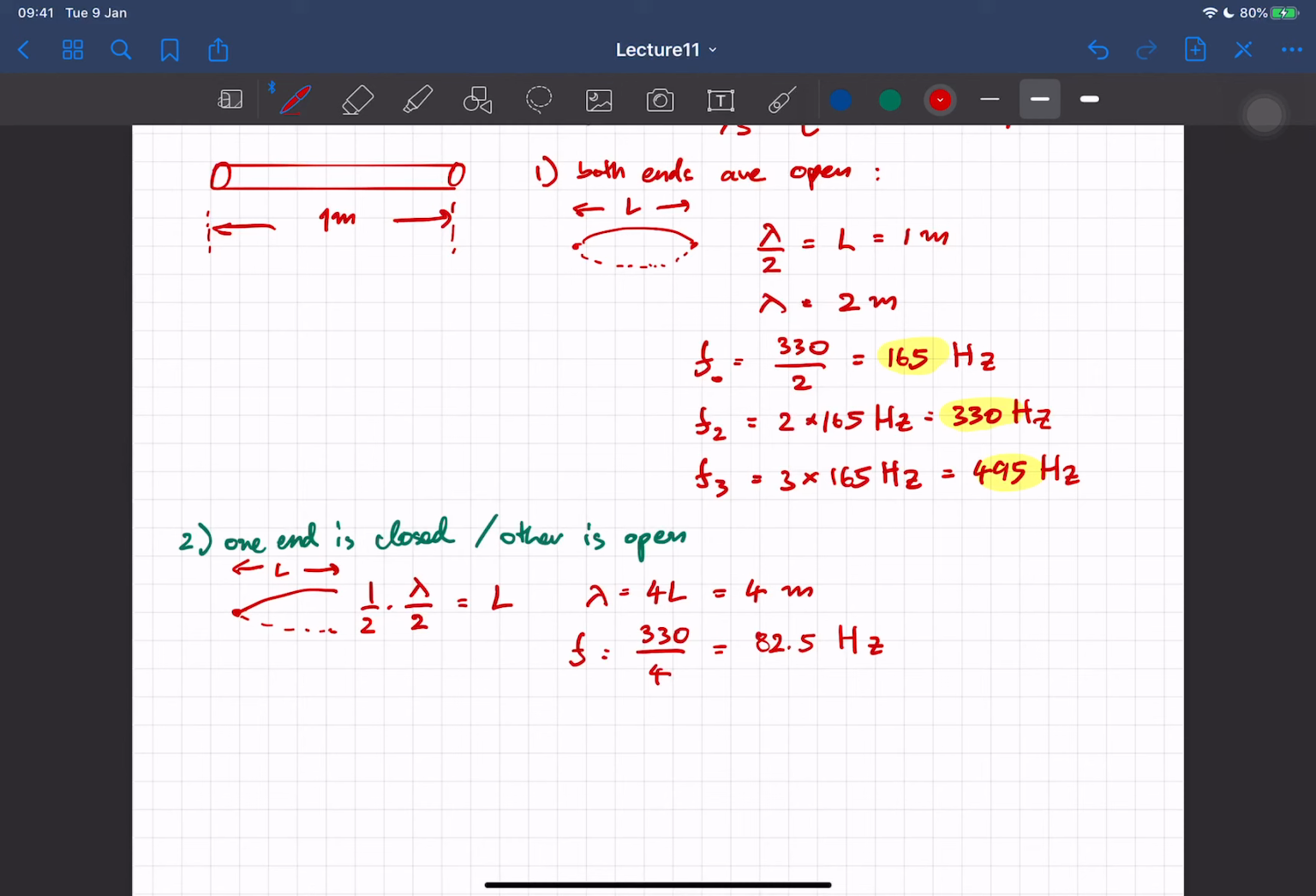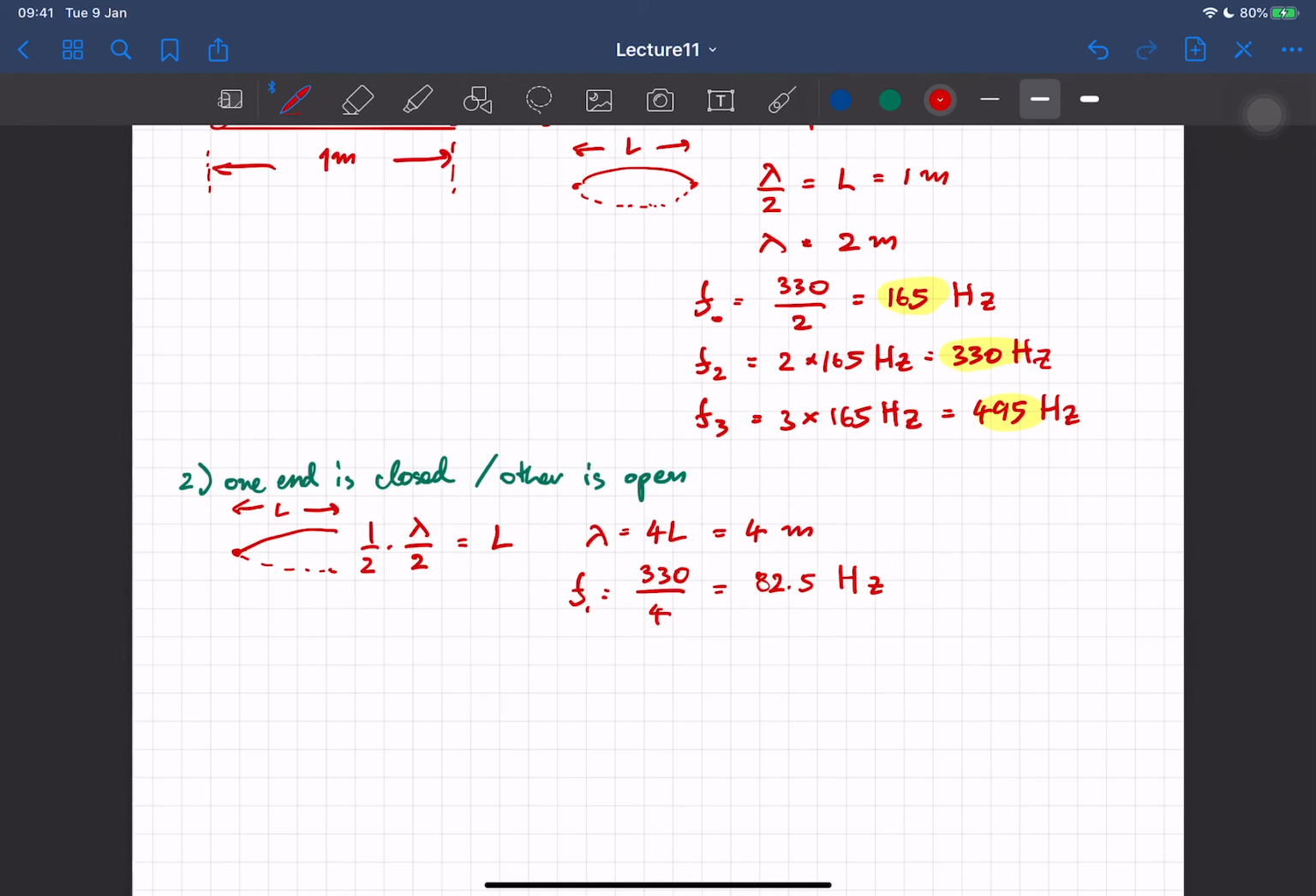So it's half of what we had before. And the only thing which is different is you just close one end. Right? You can put your hand to close one end of the pipe, and the frequency suddenly jumps to half what we had before. This is f0 for this case.